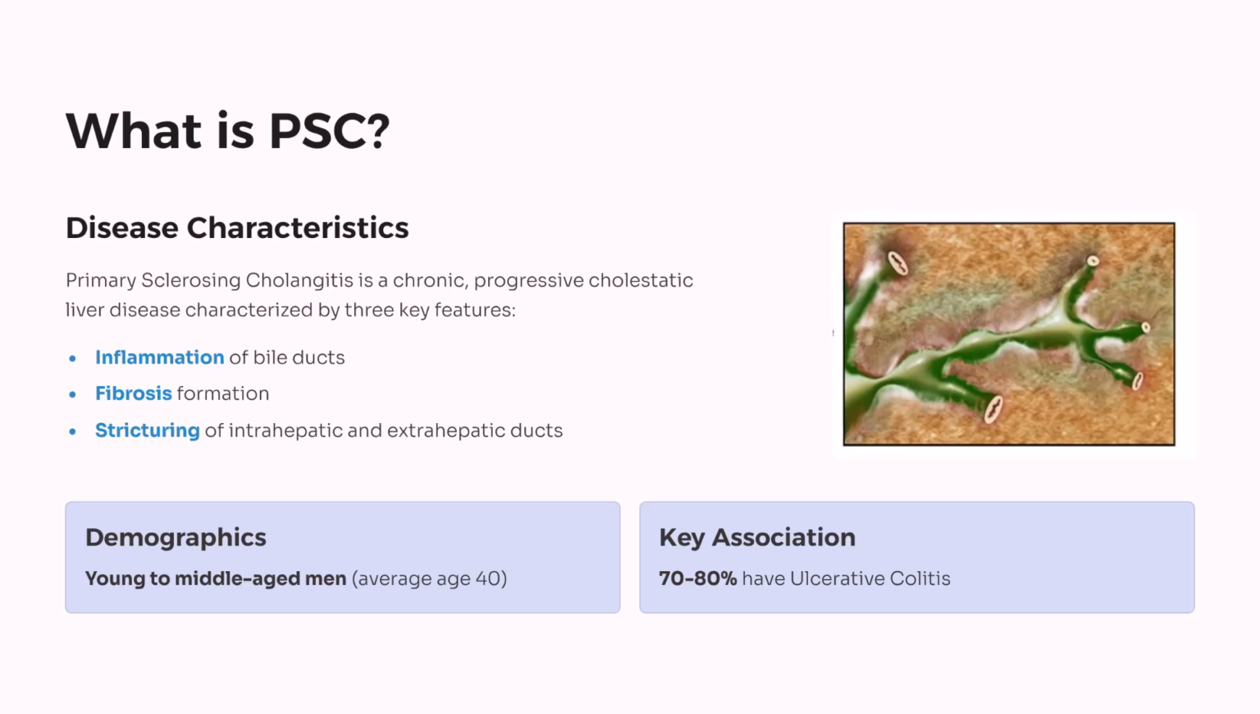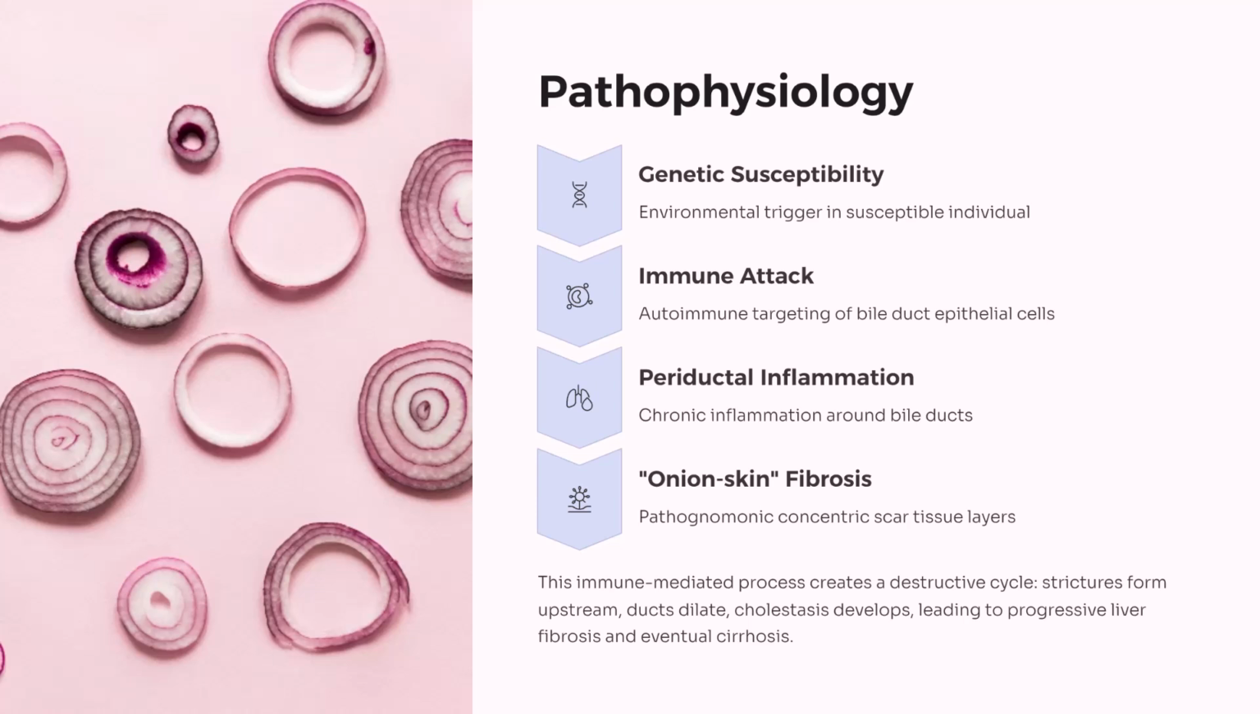About 70 to 80% of patients with PSC also have UC. The pathophysiology isn't fully understood, but it's thought to be an immune-mediated process. In a genetically susceptible person, some environmental trigger, perhaps related to the leaky gut of IBD, causes the immune system to attack the bile duct epithelial cells. This leads to a characteristic periductal inflammation. As this becomes chronic, it lays down concentric layers of scar tissue around the bile ducts. This is the pathognomonic finding on biopsy, onion skin fibrosis.